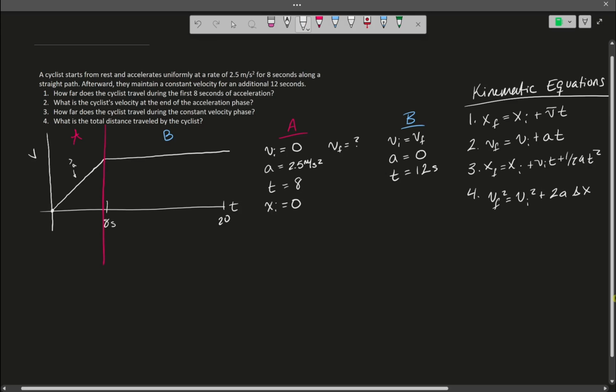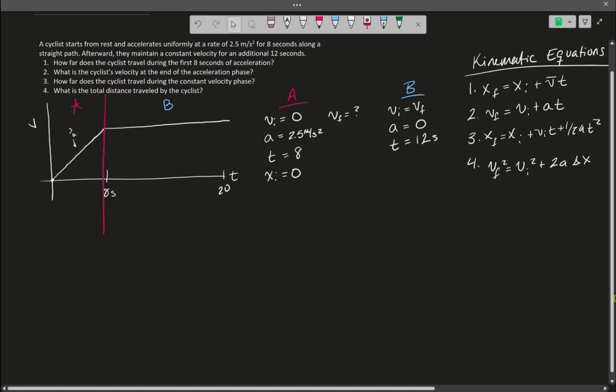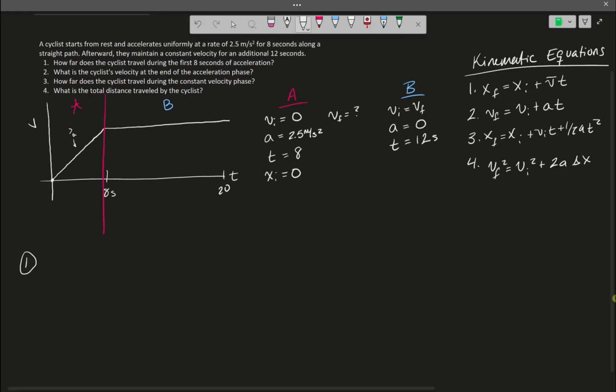Okay, now that I have my kinematic equations written down, I am going to try to solve part 1. So part 1 asks us, how far does the cyclist travel during the first 8 seconds of the acceleration? So it's asking us to find this change in position. Well, I know that my initial position is 0, and a change in position is going to be final minus initial. What I'm really looking for is this final position.